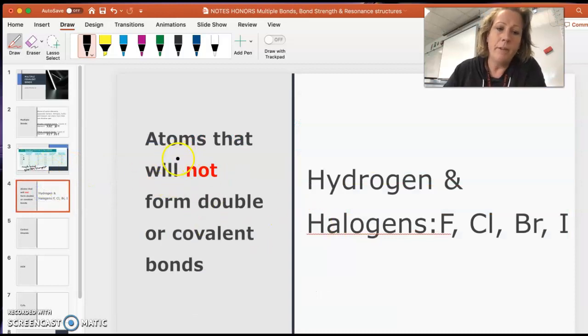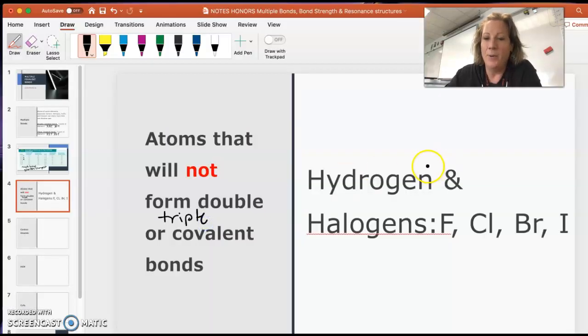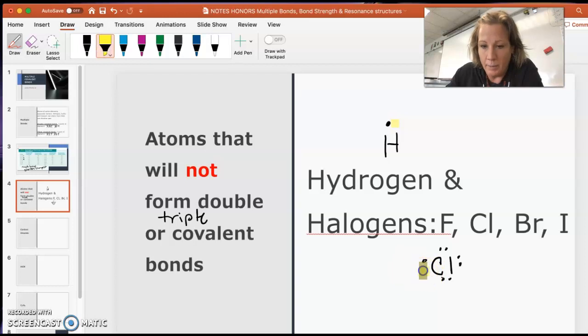There are some atoms that will not form double or triple covalent bonds. I should have triple in here. Those are hydrogen and the halogens, and the halogens are group 17. Remember, hydrogen just has that one electron, so it'll just want one more bond. And the halogens, like chlorine, for example, has 7, so it only has that one unpaired electron. So it's only going to bond one time.